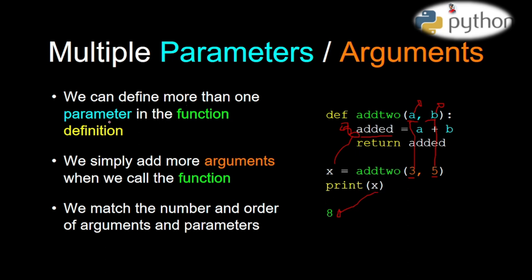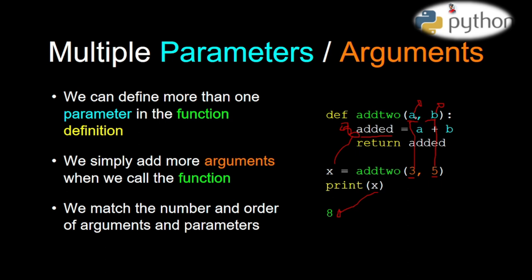We can define more than one parameter in the function definition. Yes, we simply add more arguments when we call the function. We match the number and order of arguments and parentheses. As you know, in other programming languages, the order and number of arguments in the function definition should be equal or compatible with the argument values in the function call.